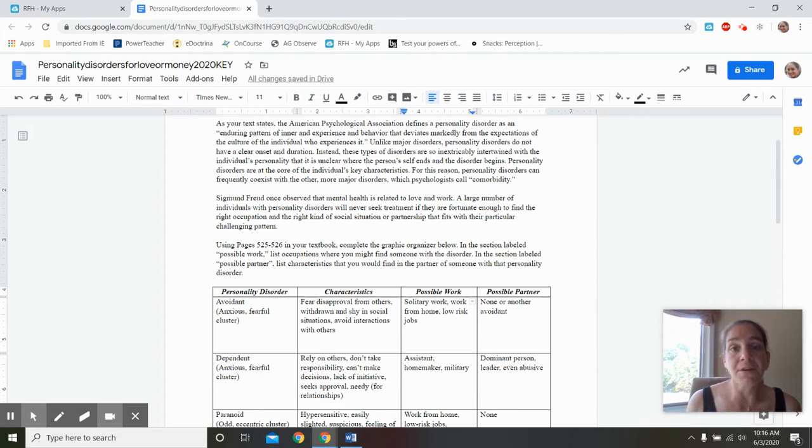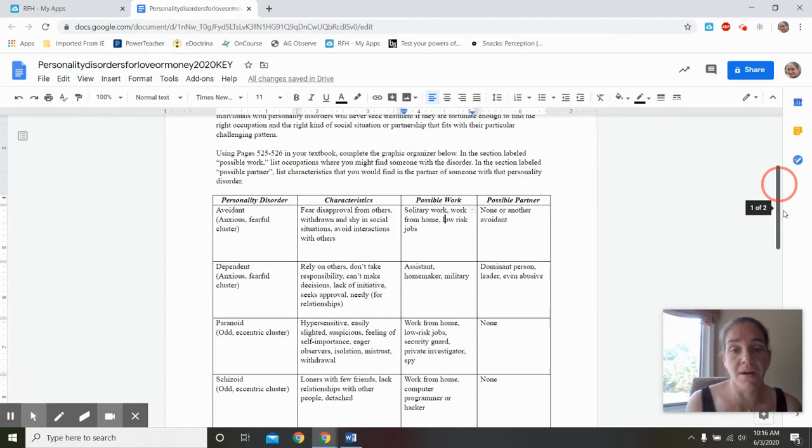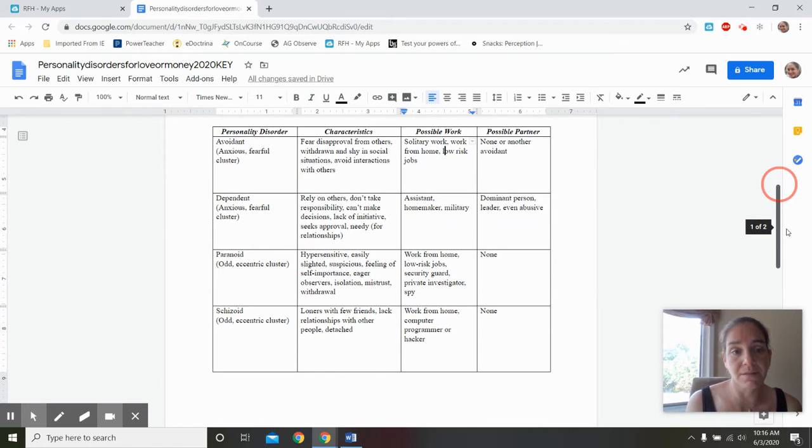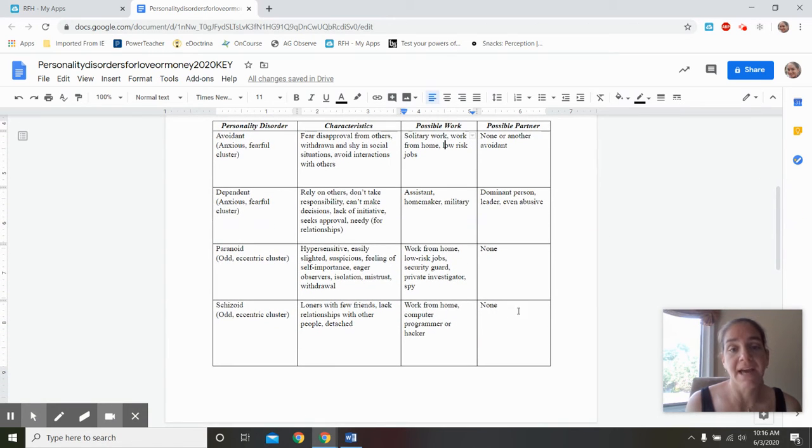There's three major clusters of personality disorders. There's the anxious fearful cluster, the odd eccentric cluster, and the dramatic emotional erratic cluster. Let's talk about some of these, and I didn't do all of them. I did omit obsessive compulsive personality disorder just because the difference between the two is a little bit murky, and I didn't want to confuse you, so I left that out for the moment.